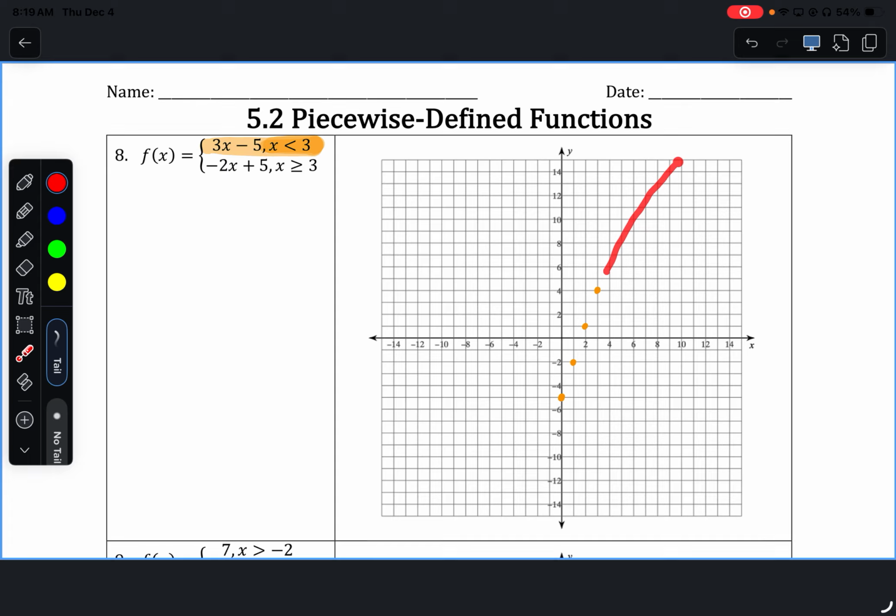Okay, so I'm going to draw this line. And we're going when it's greater than 4. So I'm going to erase anything where x is not greater than 4. Open or closed circle? There we go. And that is our graph.